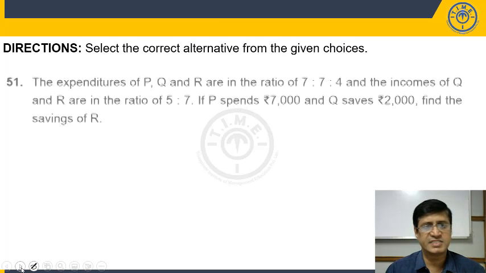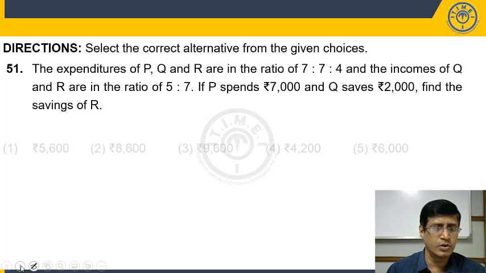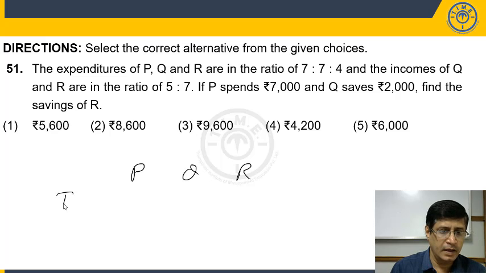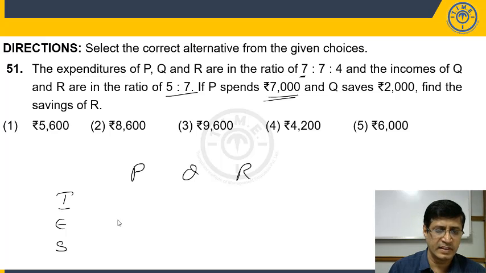Now look at the next set of questions. Here, these are the questions from arithmetic. Look at question number 51. Expenditures of P, Q, R are given. Now I am taking P, Q and R: income, expenditure and savings. What about the expenditure? 7:7:4. And the income of Q and R is also given, that is 5:7. P spends 7,000. P spends 7,000 means 7 parts is equal to 7,000. So 7:7:4 means 7,000, 7,000 and 4,000.